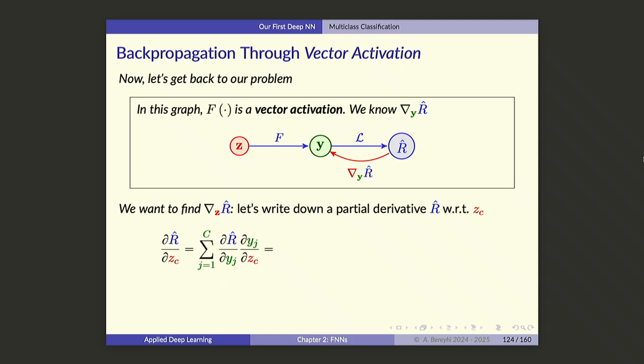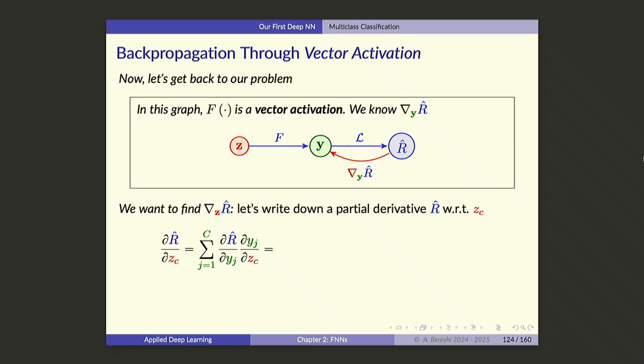So this is exactly what you have in this slide. The partial derivative of r hat with respect to any entry zc is going to be the partial derivative of r hat with respect to y1 times the partial derivative of y1 with respect to that z, right? Plus the partial derivative with respect to y2 times the derivative of y2 with respect to that z, and so on till you end up with all entries in y, right? So this is basically the vectorized chain rule.